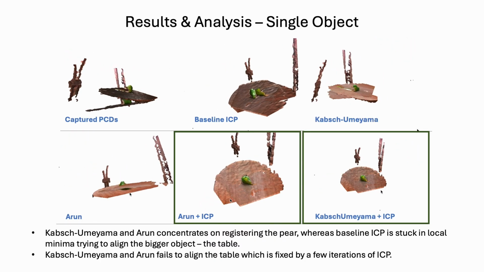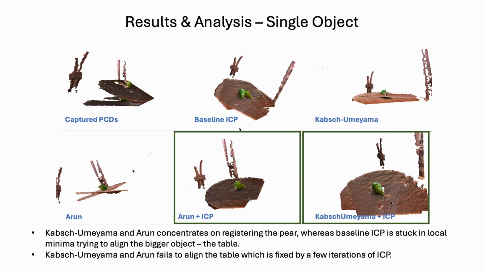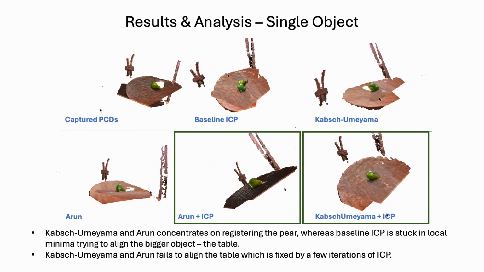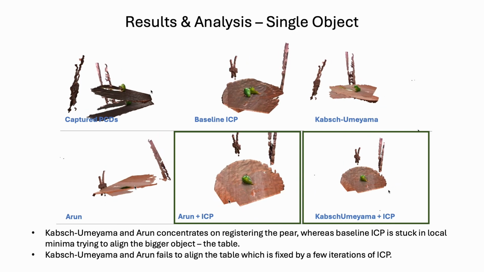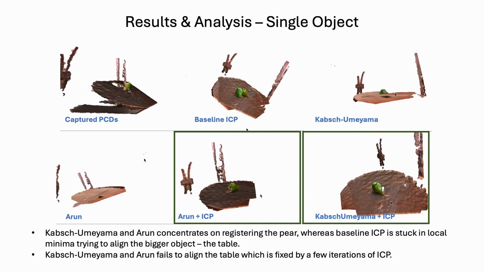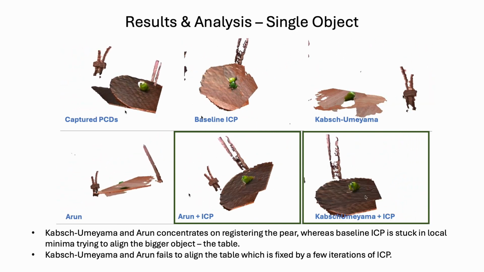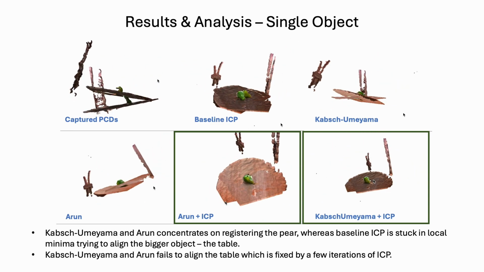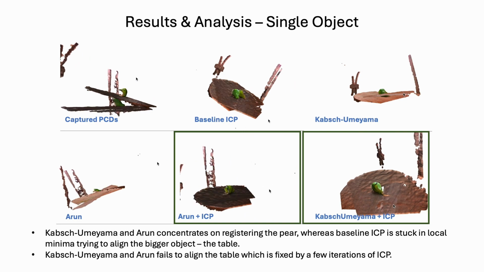For a single object, we observe that Umeyama and Arun's method registers around the primary object of interest pretty well, but the simple geometric alignment, like the table, suffers. ICP, on the other hand, only focuses on the larger object, the table. ICP, followed by Umeyama and Arun's initialization, overcomes both the drawbacks and achieves a perfect solution.